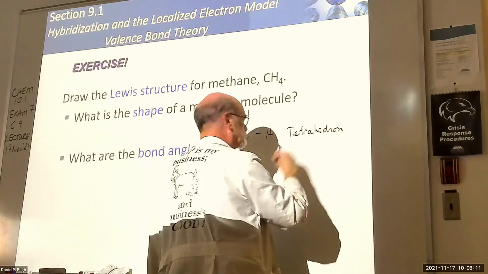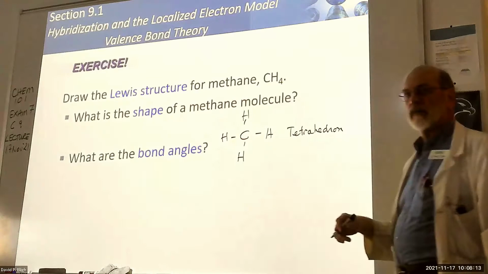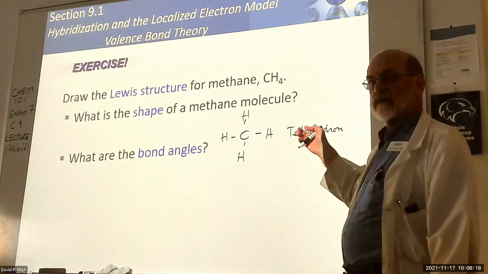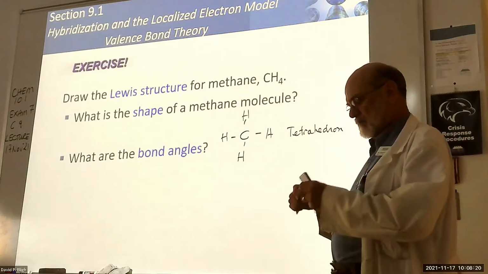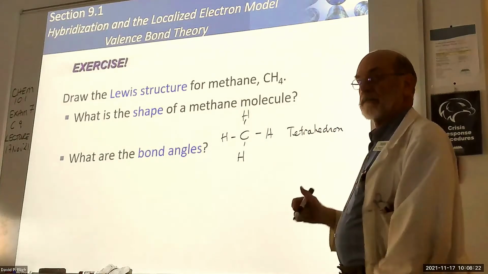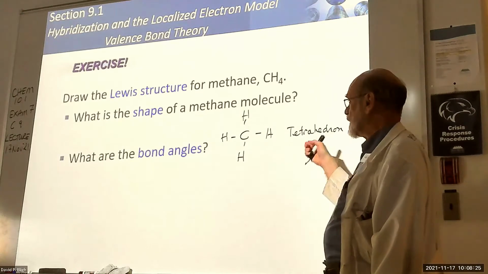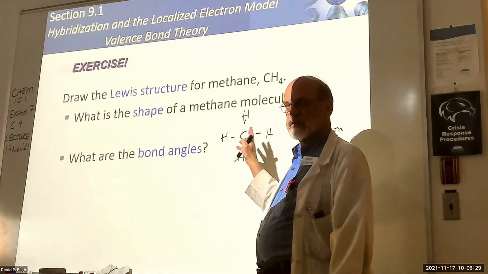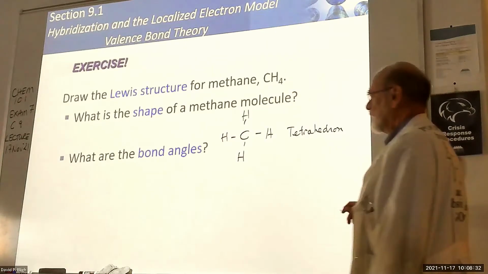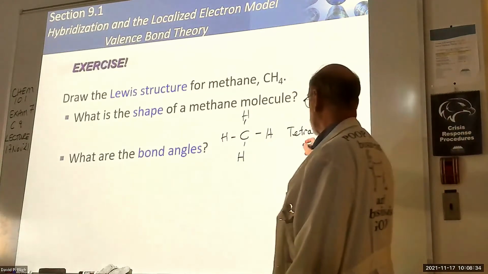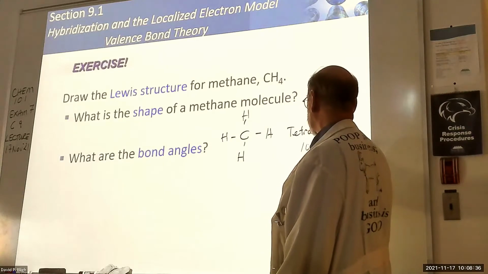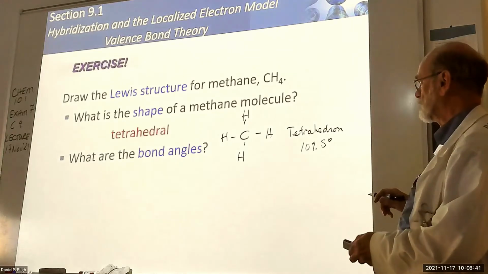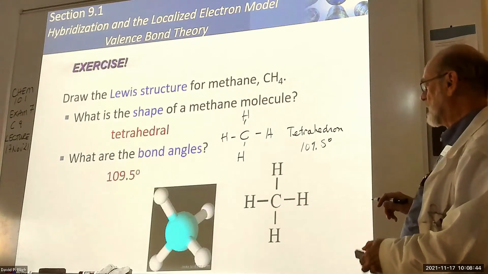Both for electronic and for molecular structure. And that's what we see. The physical evidence by other means tells us that the shape is a tetrahedron and that all these bonds are equivalent to each other. And the bond angles, of course, are 109.5 degrees.